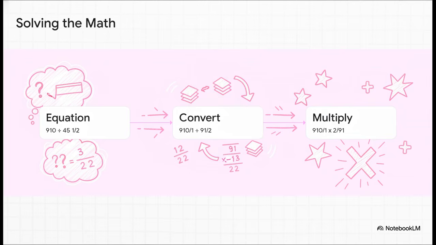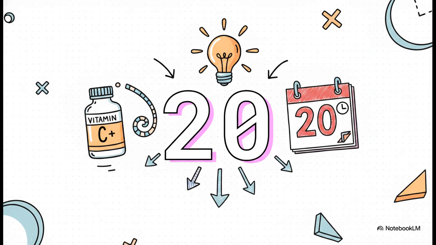Next, we use our reciprocal shortcut on the divisor. 91 over 2 flips to become 2 over 91, and our division symbol magically transforms into a multiplication symbol, leaving us with a highly solvable equation, 910 over 1 times 2 over 91. When you multiply 910 by 2, you get 1,820. Divide that by 91, and the final answer is perfectly 20.